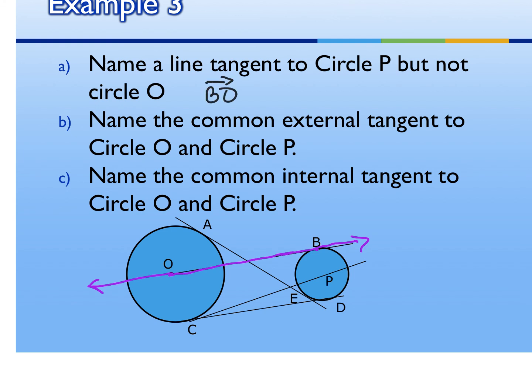And again, because they ask you to name a tangent, you need to include the picture of the line on top of the letters. If you forget that, you will lose points on the quiz.